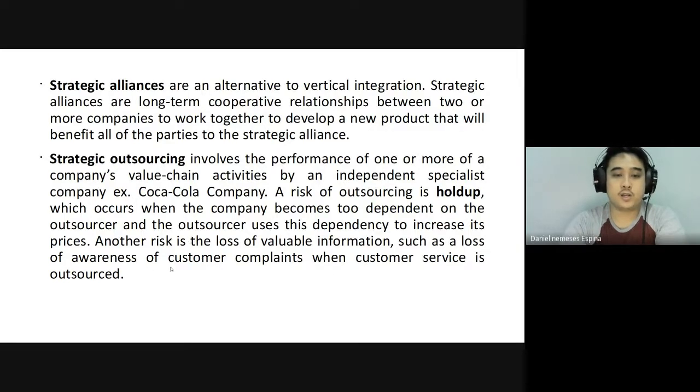So, another risk is the loss of valuable information kay mga entities involved. So, example sa mga valuable information is the awareness of the customer complaints. So, kakasayod niya, nanaday complaints about the brands, about the bottles. So, because you are focusing on the creation of the cola syrup.